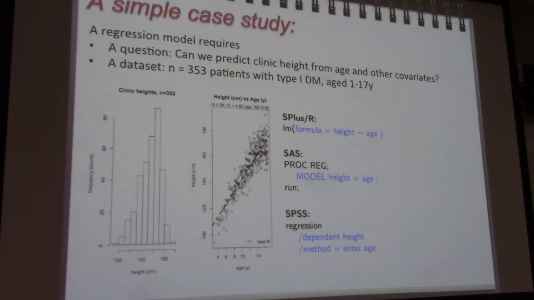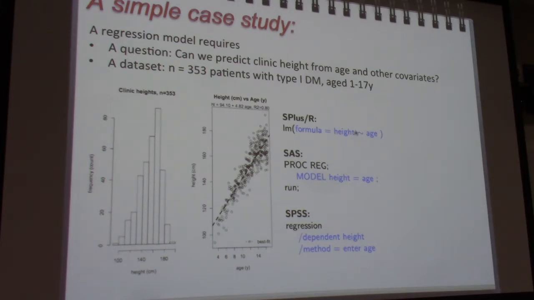"Can't we just predict it, knowing their age and sex and things like that?" And they had even made a plot saying, here's the relationship between height and age in 353 patients with diabetes between 1 and 17 years of age. And they say, well, that's pretty good. Now, this is a single univariate regression model.